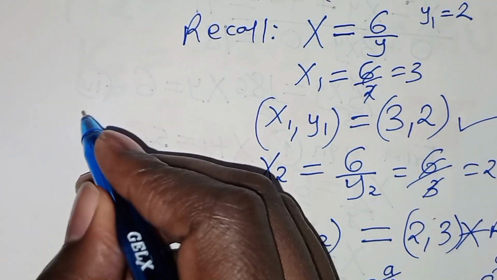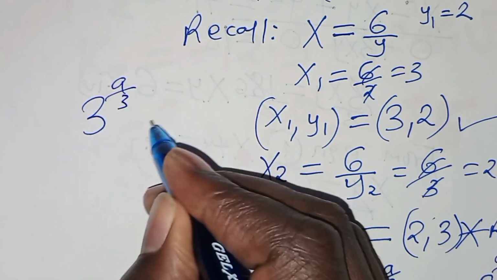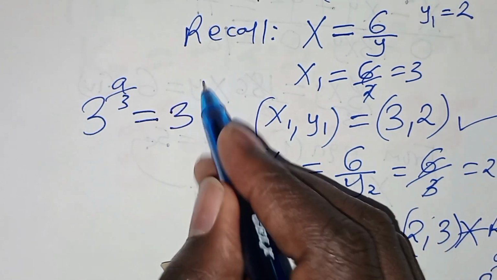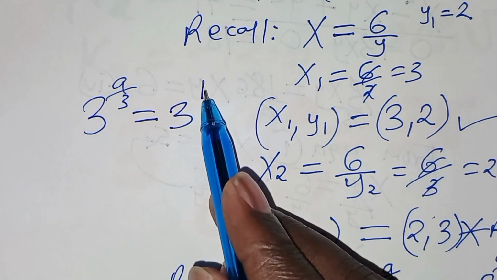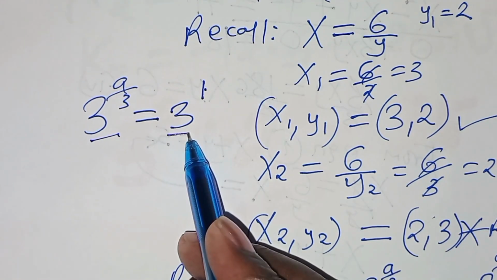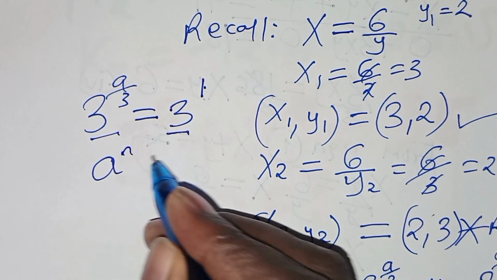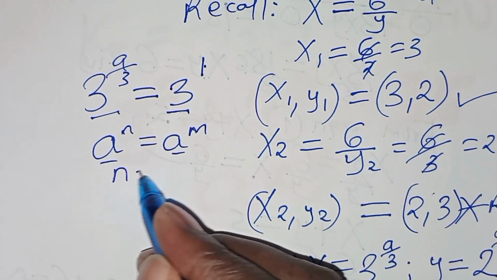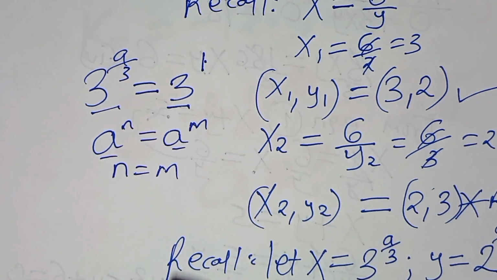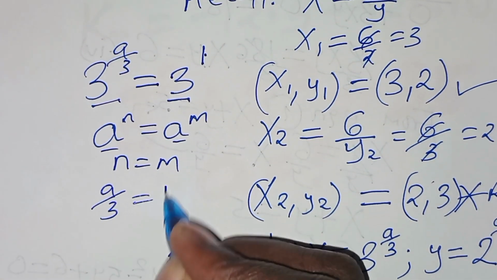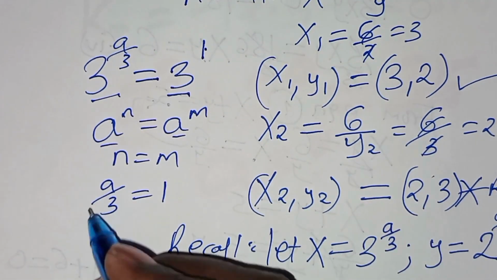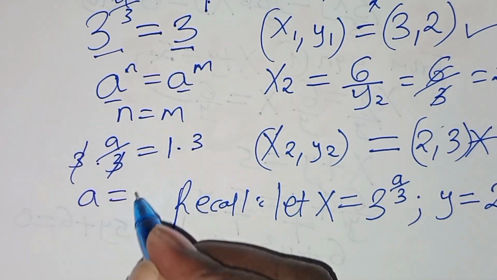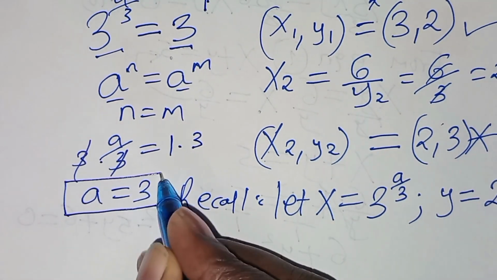So that implies that 3 to the power a over 3, this is equal to x, which is 3 raised to the power 1. Since the bases are common here, that implies that b to the power n is equal to b to the power m, and since the bases are common, the exponent n is equal to m. So this implies that a over 3 is equal to 1. So let's multiply both sides by 3, and that means that the value of a is equal to 3.